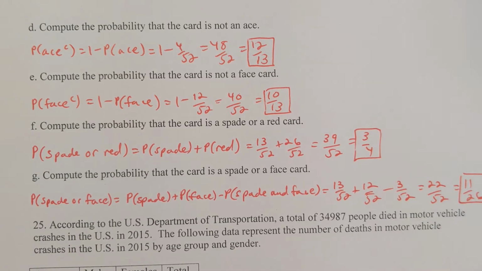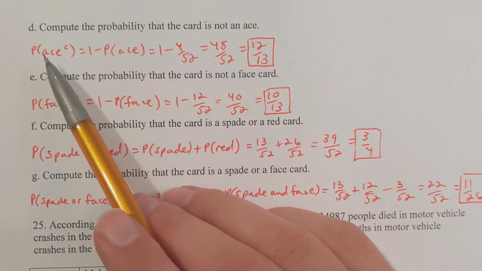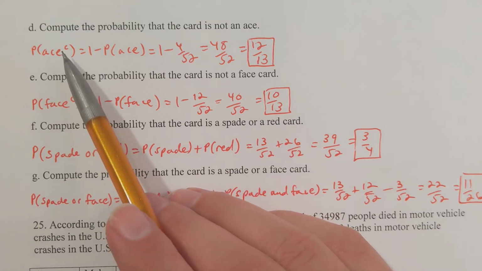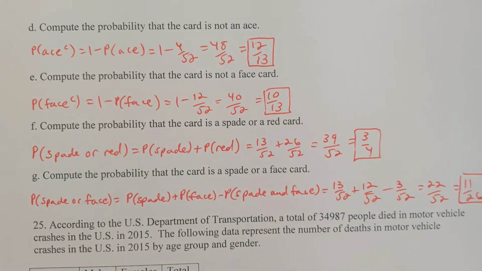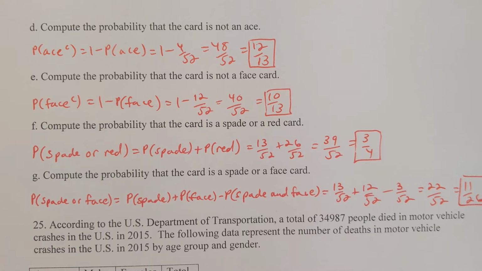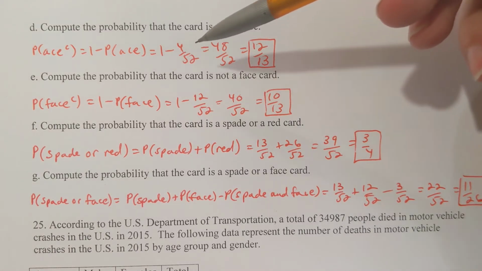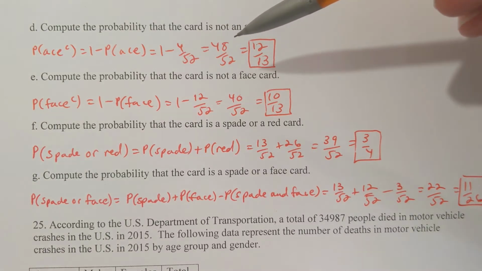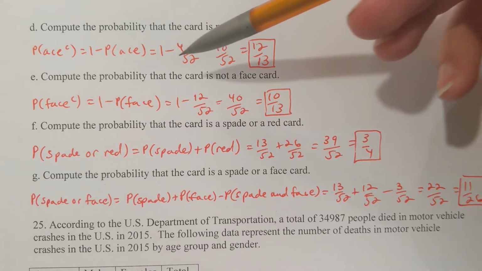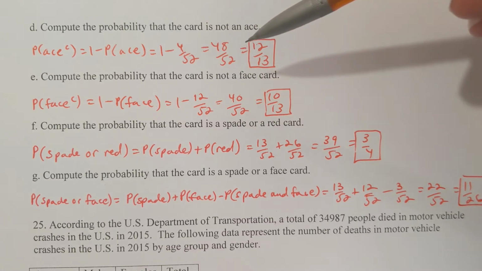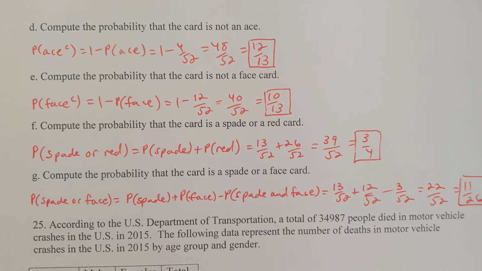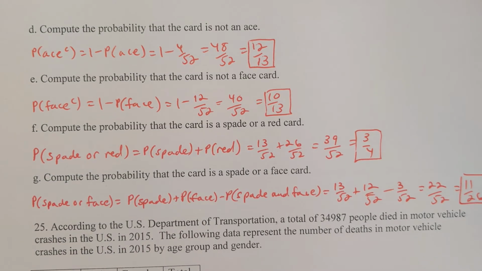Part D says to compute the probability that the card is not an ace. Okay, so not an ace means that I want to find the probability of getting an ace, but the complement of that. So I use the complement rule. Take 1 minus the probability of getting an ace. There's 4 aces in a deck out of the 52 cards. So 1 minus 4 over 52 is 48 over 52, or 12 over 13 when you reduce.